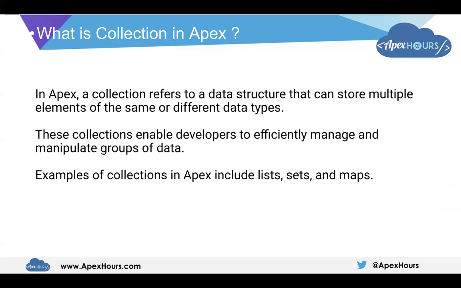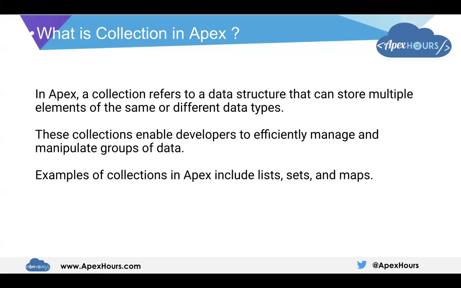In Apex, a collection refers to a data structure that can store multiple elements of the same or different data types. So basically, a collection is a container-like structure. Suppose we have multiple containers at home, right? To store some food, some liquid, anything. The same way we have a collection in Apex to store data of different or the same type.